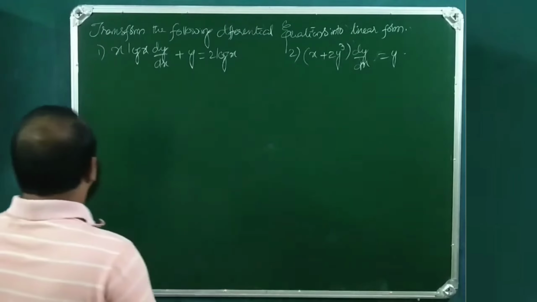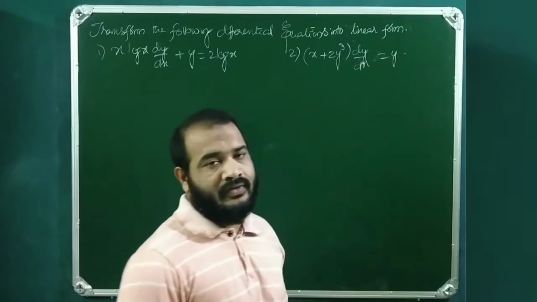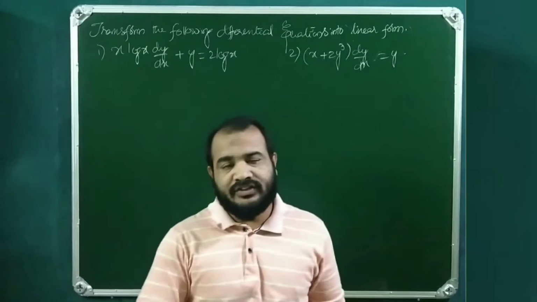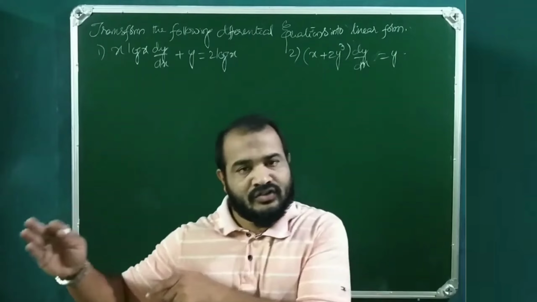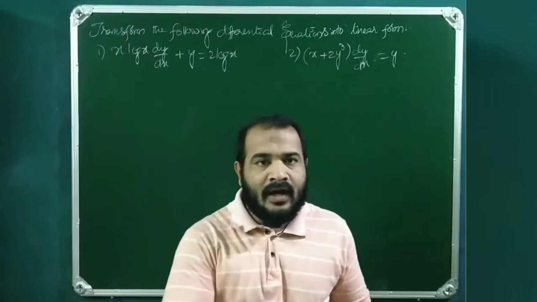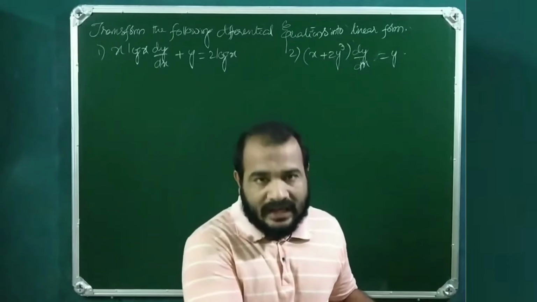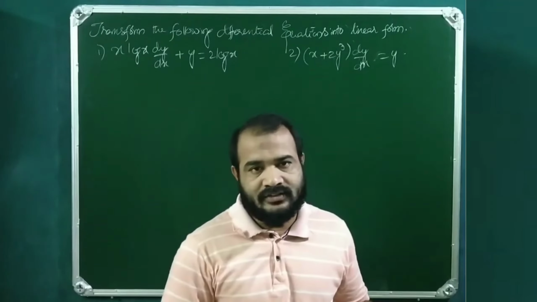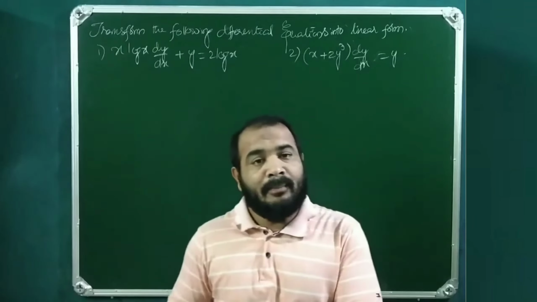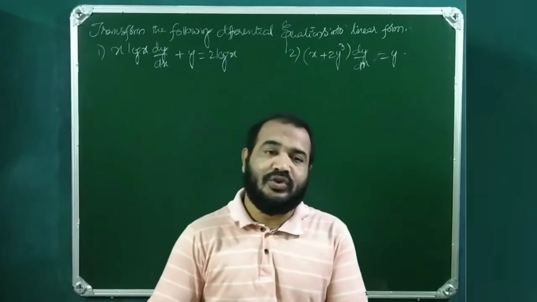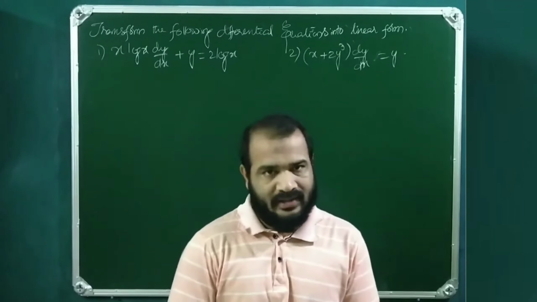The question is, transform the following differential equations into a linear form. A linear differential equation can be one of two forms: dy by dx plus py equals q, where p comma q are functions of x or constants. Or another form is dx by dy plus px equals q, where p comma q are either constants or functions of y.